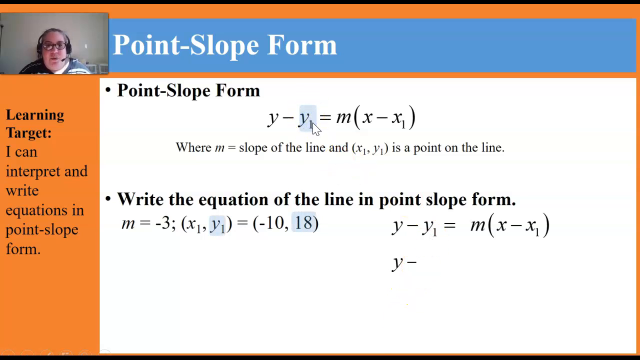Now I need the y1. So the y1 is the y-coordinate of our point, and that's just going to be 18. Then we have equals. Then we need the slope. So our slope is just -3. Okay. Now I just need the open parentheses x minus. Now I've got to get my x1. So here's my x1. So my x1 is -10.